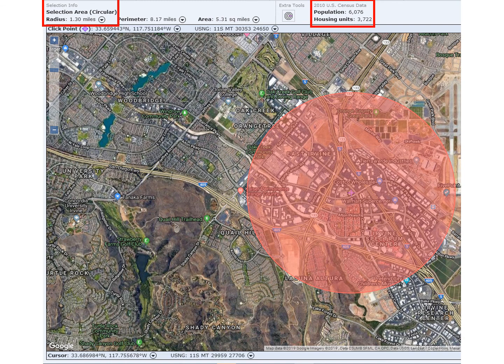The following slide shows the estimated endpoint on MARPLOT with the calculation showing the population and housing units. The population estimated is 6,076, and the housing units estimated is 3,722. These estimates are always good to double check, especially if the population shows a 0, but on the map you're able to see a housing unit, as this data uses 2010 census data and may not be up to date for the current model.